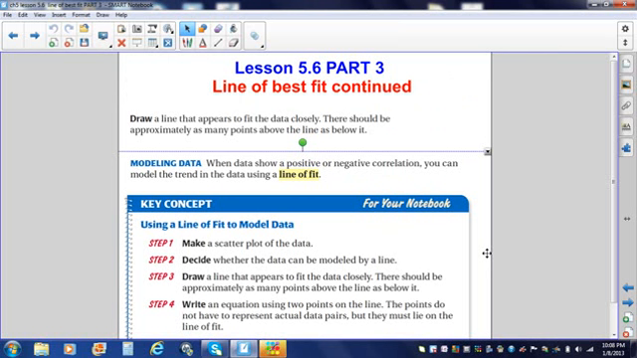Today's podcast is going to be on Lesson 5.6, Part 3, Line of Best Fit Continued. So if you would, please write Lesson 5.6, Part 3, Line of Best Fit in your spiral.